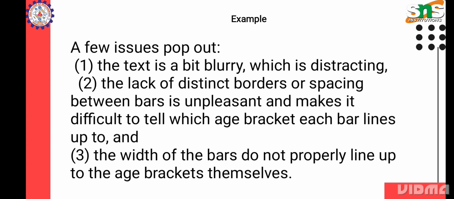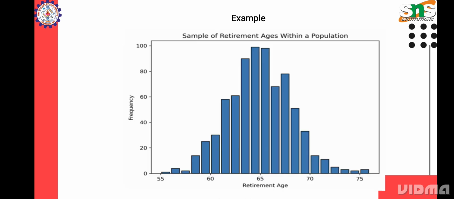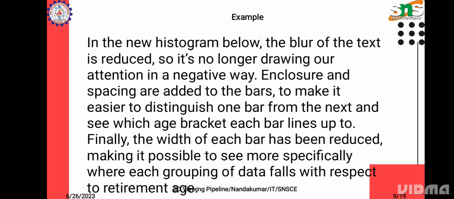For example, a histogram of some dummy data graphing a sample of 750 data points of retirement ages. A few issues pop out. The text is a bit blurry, which is distracting. There is a lack of distinct borders or spacing. The width of the bars does not properly line up to the age brackets themselves. This diagram shows the sample of retirement ages within a population.